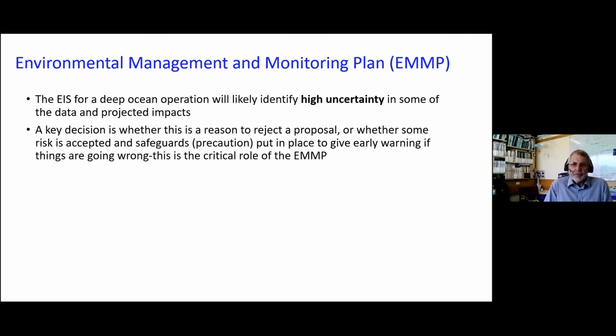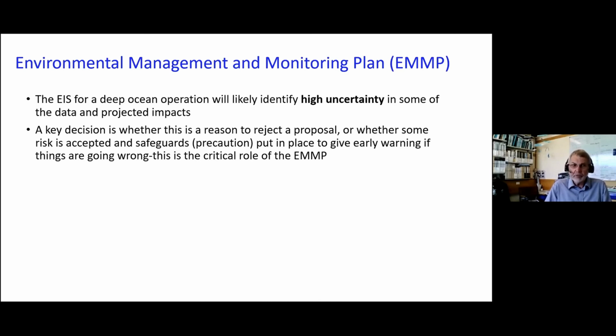So the third leg of the stool is environmental management and monitoring, the EMMP. The EIS report and the EIA processes to date, the environmental risk assessment and the impact assessment, will identify high uncertainty. There's no avoiding that. High uncertainty in how much we know, how well we know it, and what the impacts of the operation are really going to be.